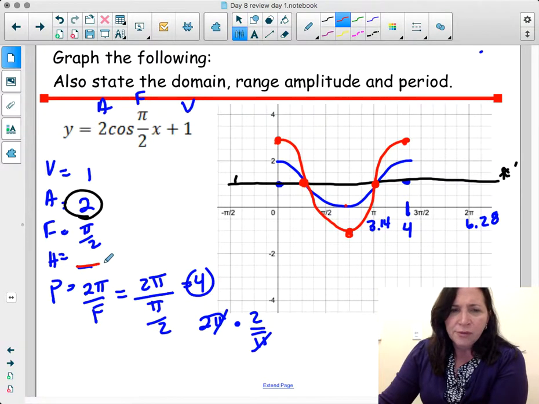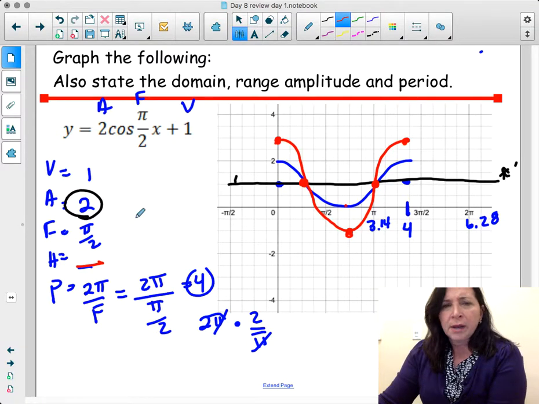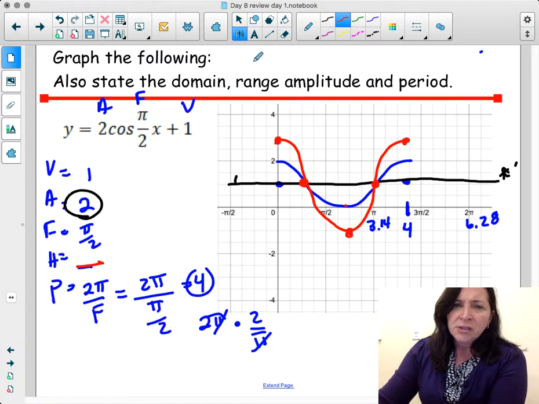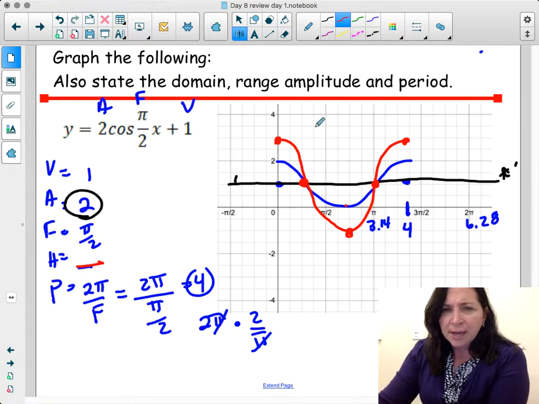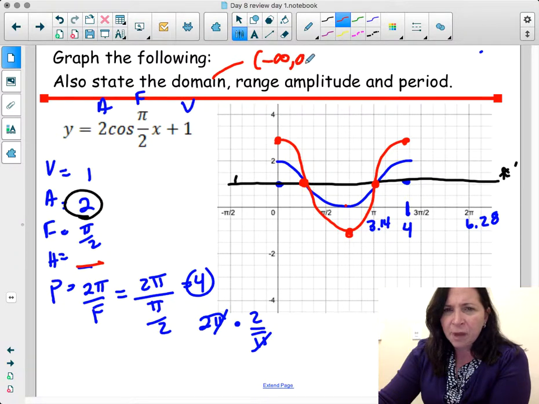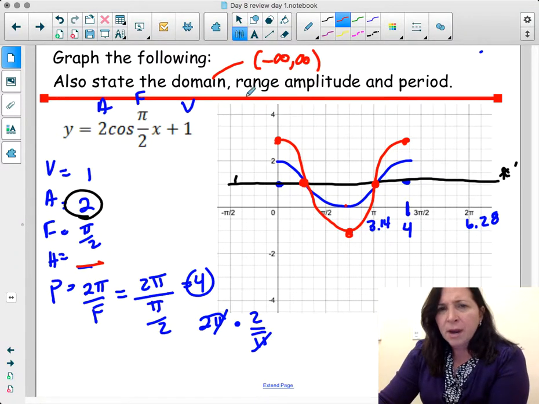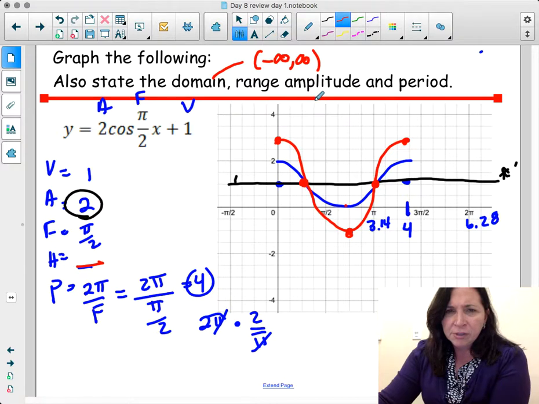I didn't have a horizontal shift. My frequency changed my period. My amplitude is 2. My vertical shift is 1, so we've covered all the bases. So what you need to know is the domain, my domain is going to be from negative infinity to positive infinity. My range, okay, we got the amplitude, which is 2.